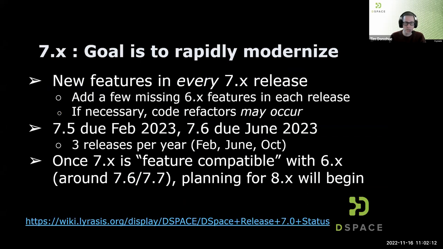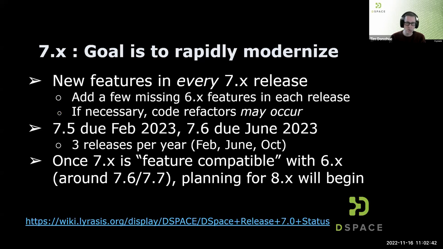But as I mentioned, I want to stress again, the goal of DSpace 7 is really about rapidly modernizing the platform of DSpace. So we are adding new features in every single 7.x release. I know this is different than in the past. It used to be that we'd only add new features in major releases. 7.x is different. It's about a rapid modernization of our framework, and it's a different sort of release that you need to be aware of.